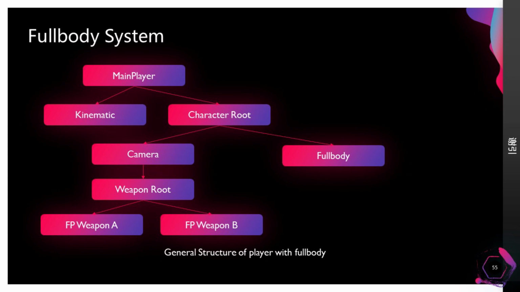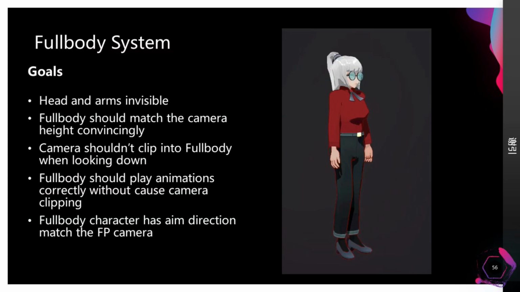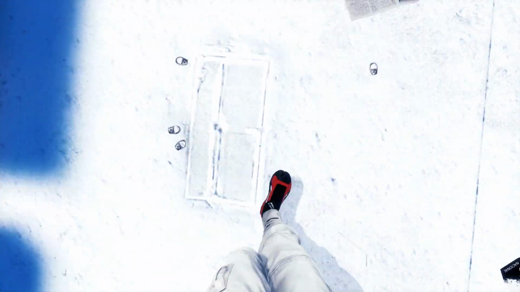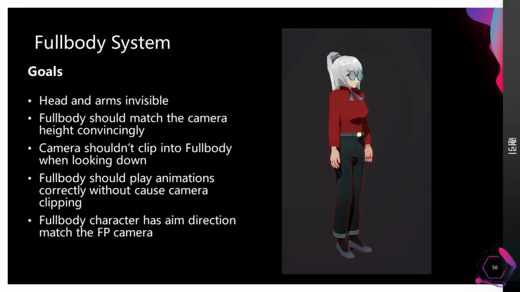Full-body System. Full body is the character model that will only be seen by the player himself when he looks down. It's not like the other players' character models you see in multiplayer games, and it's not like the character model in third-person games either. So I call it full-body character as a distinction. The full body will be under the character root transform to follow its position and rotation.